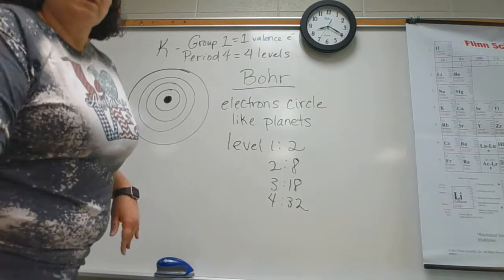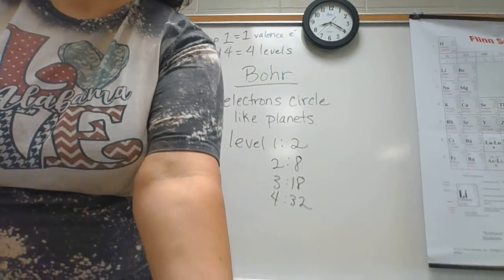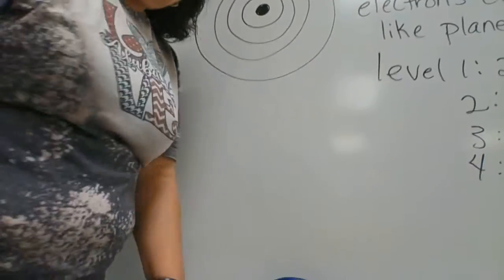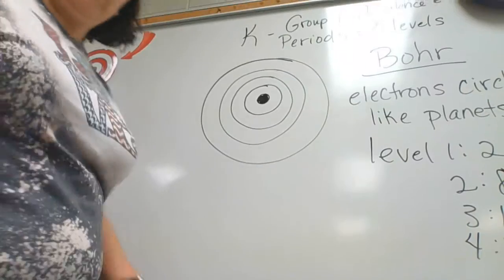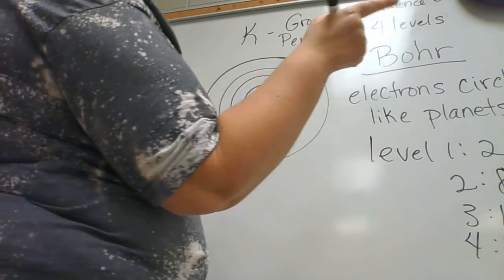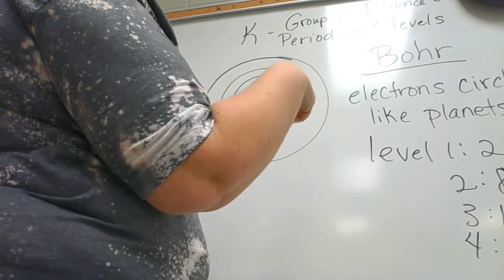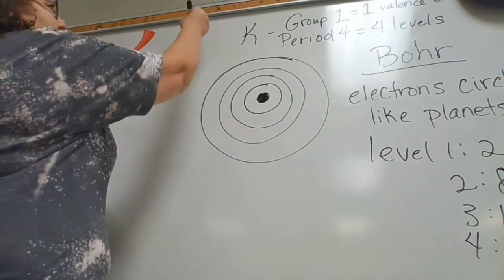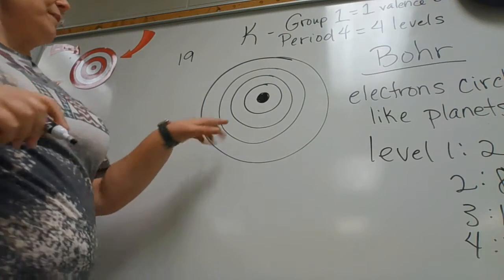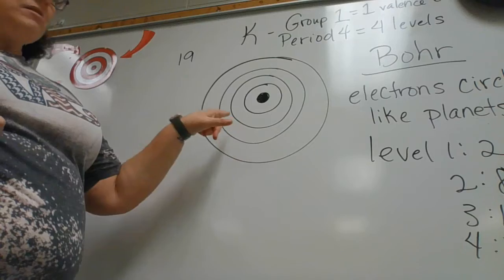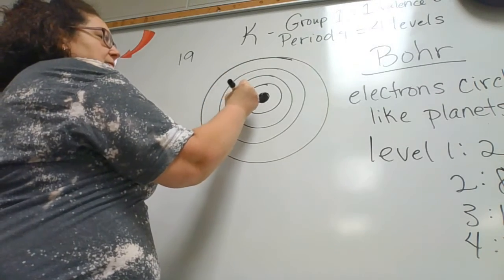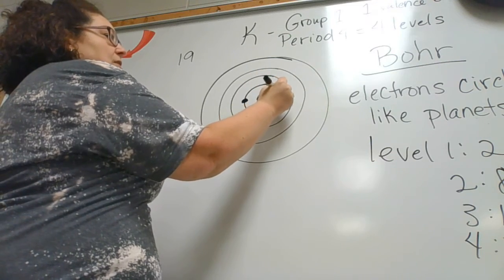Okay, so potassium is a little bit different. I'm going to pull it closer so you can see. Okay, potassium is different. So we're going to start out. We have a total number of electrons of 19. Okay, so we have 19 electrons total that we need to put on these circles. We're going to start in the middle with 2. We're going to fill up each level as we go along.